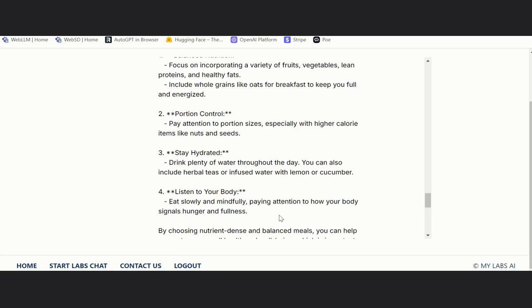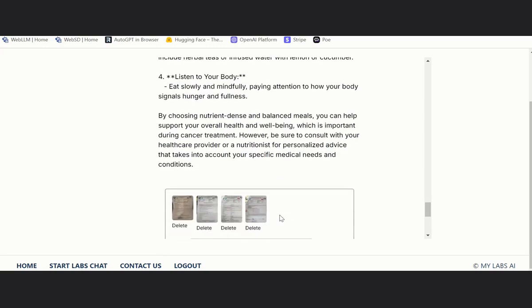Listen to your body. Eat slowly and mindfully, paying attention to how your body signals hunger and fullness. By choosing nutrient-dense and balanced meals, you can help support your overall health and well-being, which is important during cancer treatment. However, be sure to consult with your healthcare provider or nutritionist for personalized advice that takes into account your specific medical needs and conditions.